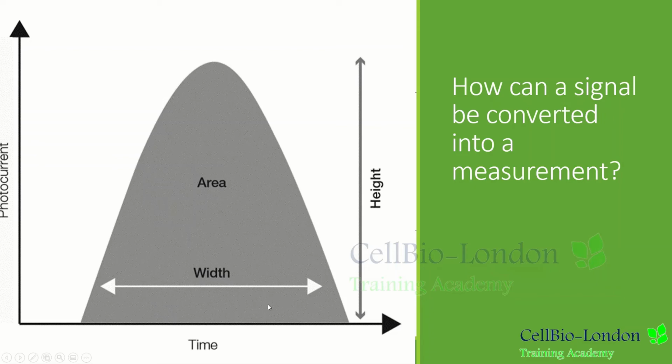And the width here is the time interval, which is the time during which the pulse occurs. The width parameter measures the time that the cells spend in the laser beam. So the time every single cell spends in the laser beam. This shows the time.